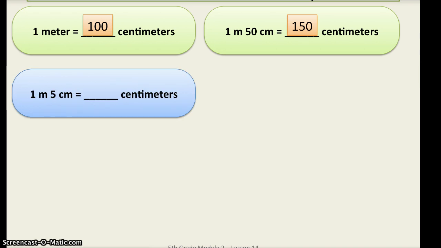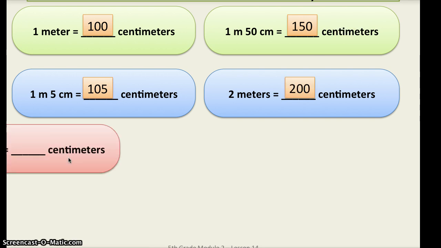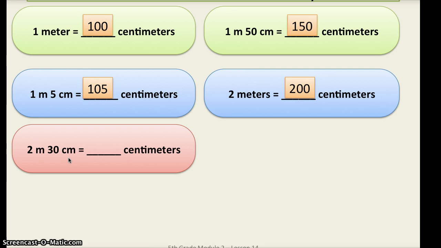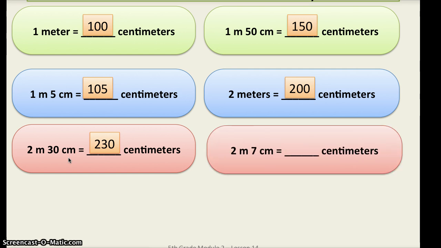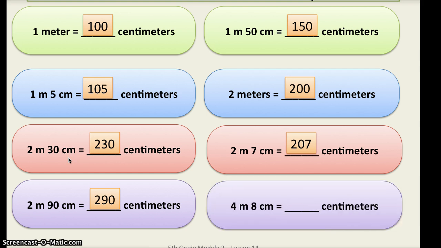Okay, 1 meter, 5 centimeters. 1 meter and 5 centimeters is a total of how many centimeters? 105. There's my 100. What about 2 meters? How many centimeters would that be? 200. 2 meters, 30 centimeters. 230. 2 meters, 7 centimeters equals, you guys should be getting the hang of this, 207. What about 2 meters, 90 centimeters? 290. And this one, 408, because there's 4 copies of 100 centimeters in there.